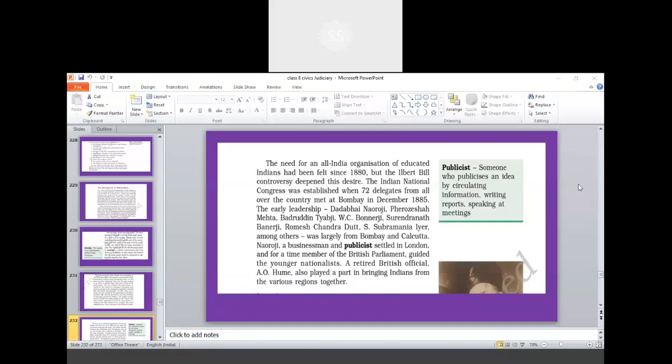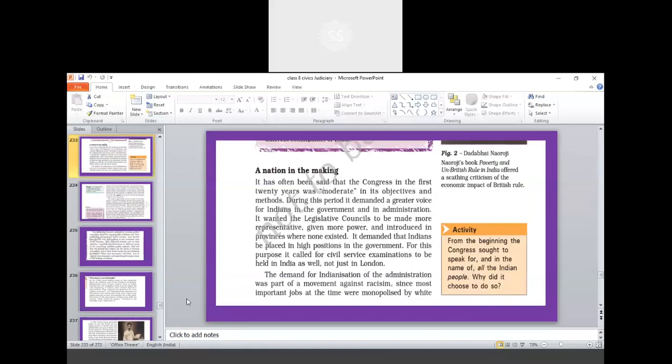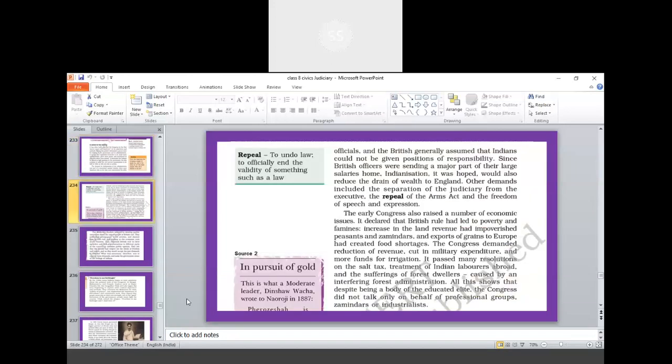Then Surendranath Banerjee. Ramesh Chandra Dutt. Subramanya Iyer. So the Indian National Congress started in the year 1885 by A.O. Hume.